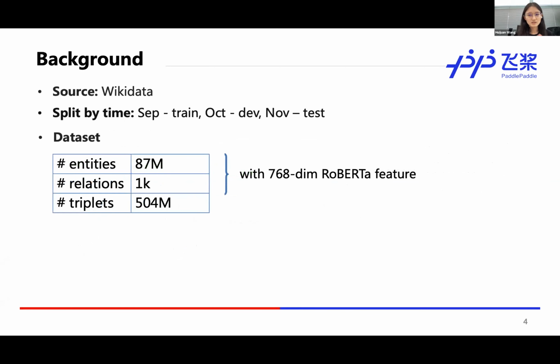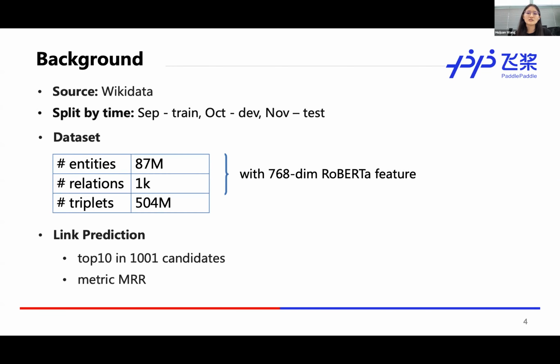It is extracted from Wikidata and split by time steps at September, October, and November. It has 87 million entities and 1,000 relations. Each item is also provided with a text embedding coded by RoBERTa. Especially, there are more than 500 million triplets for training. The embedding quality is evaluated on the link prediction task. Considering the scale of entities, only 1,000 candidates are randomly sampled to calculate the MR metric.